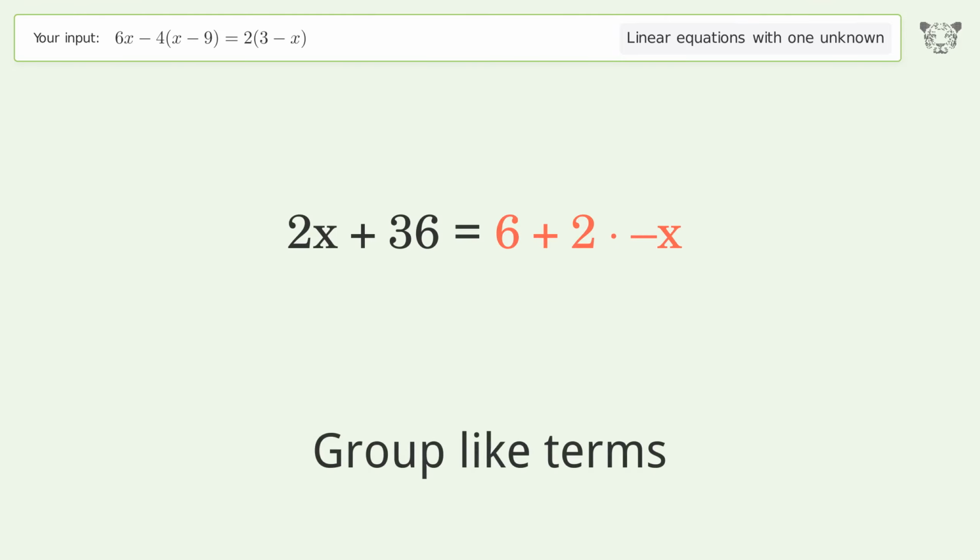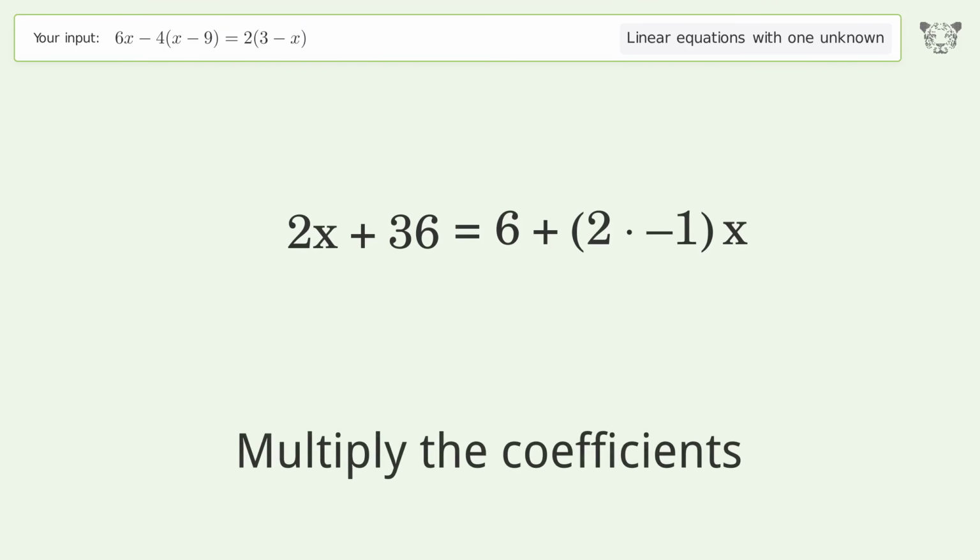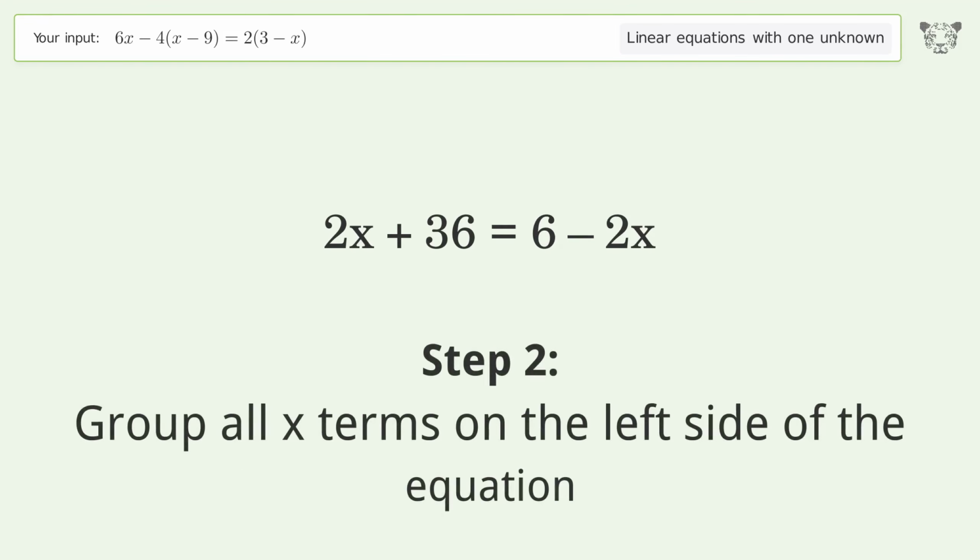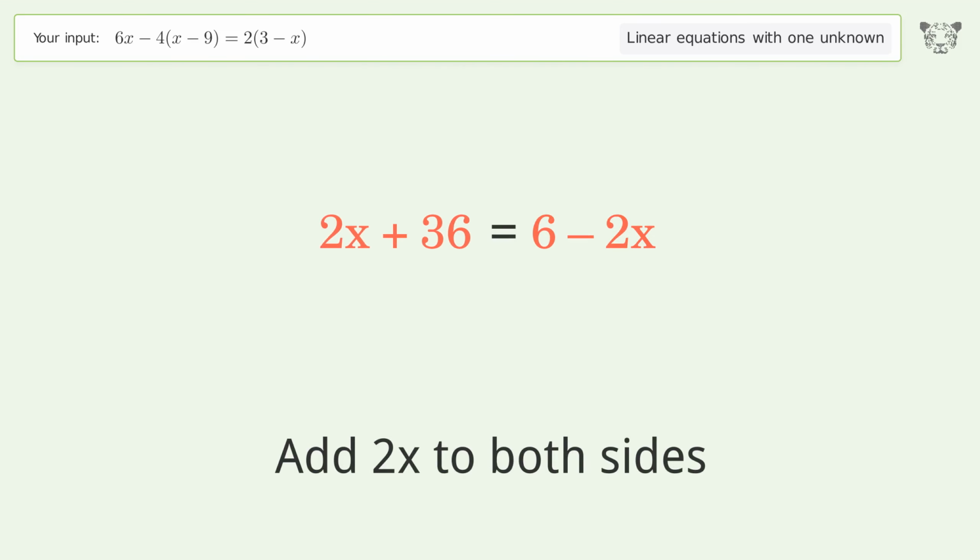Group like terms. Multiply the coefficients. Group all x terms on the left side of the equation. Add 2x to both sides.